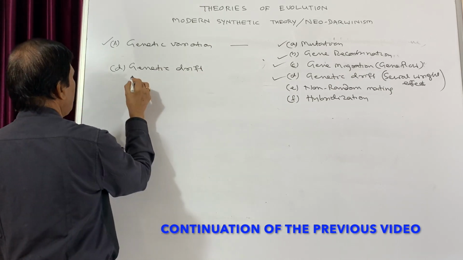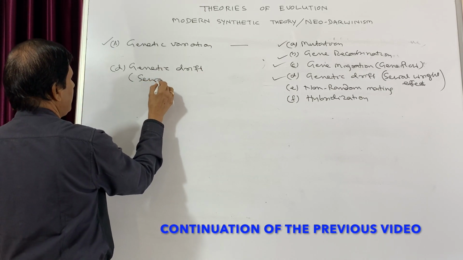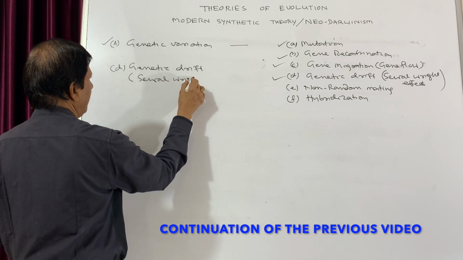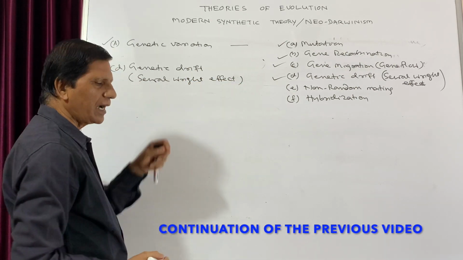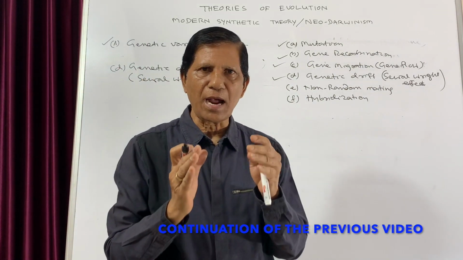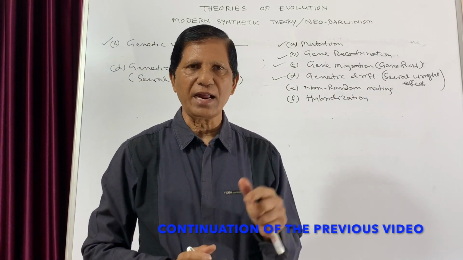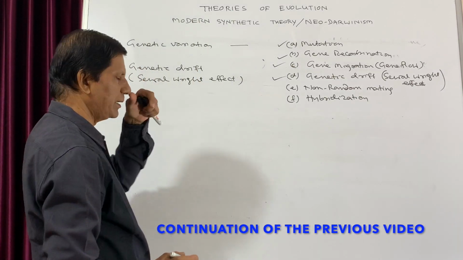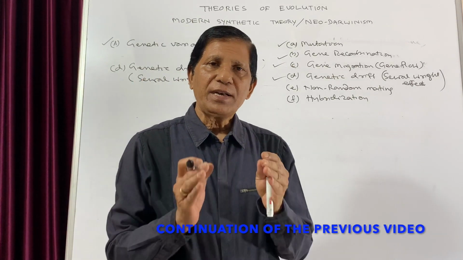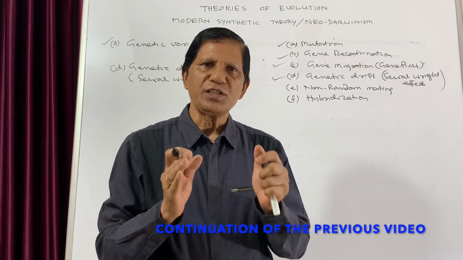Now this is also known as the Sewall-Wright effect. Sewall Wright was an American geneticist, and according to his name, it is known as the Sewall-Wright effect or genetic drift. Now, what is the main point of this genetic drift?